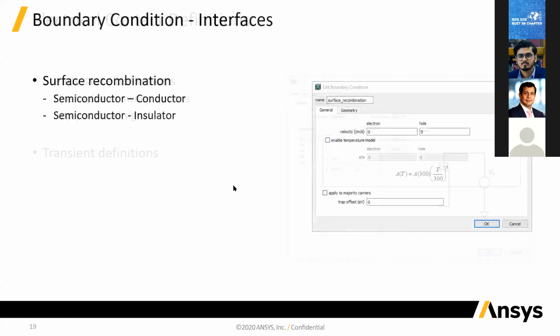And then the other boundary condition is applied at interfaces. The surface recombination boundary condition, you usually define it at a semiconductor-conductor interface or semiconductor-insulator interface. The way you define the surface recombination is you define a surface recombination velocity. So the higher the velocity, the more recombination you get at an interface.